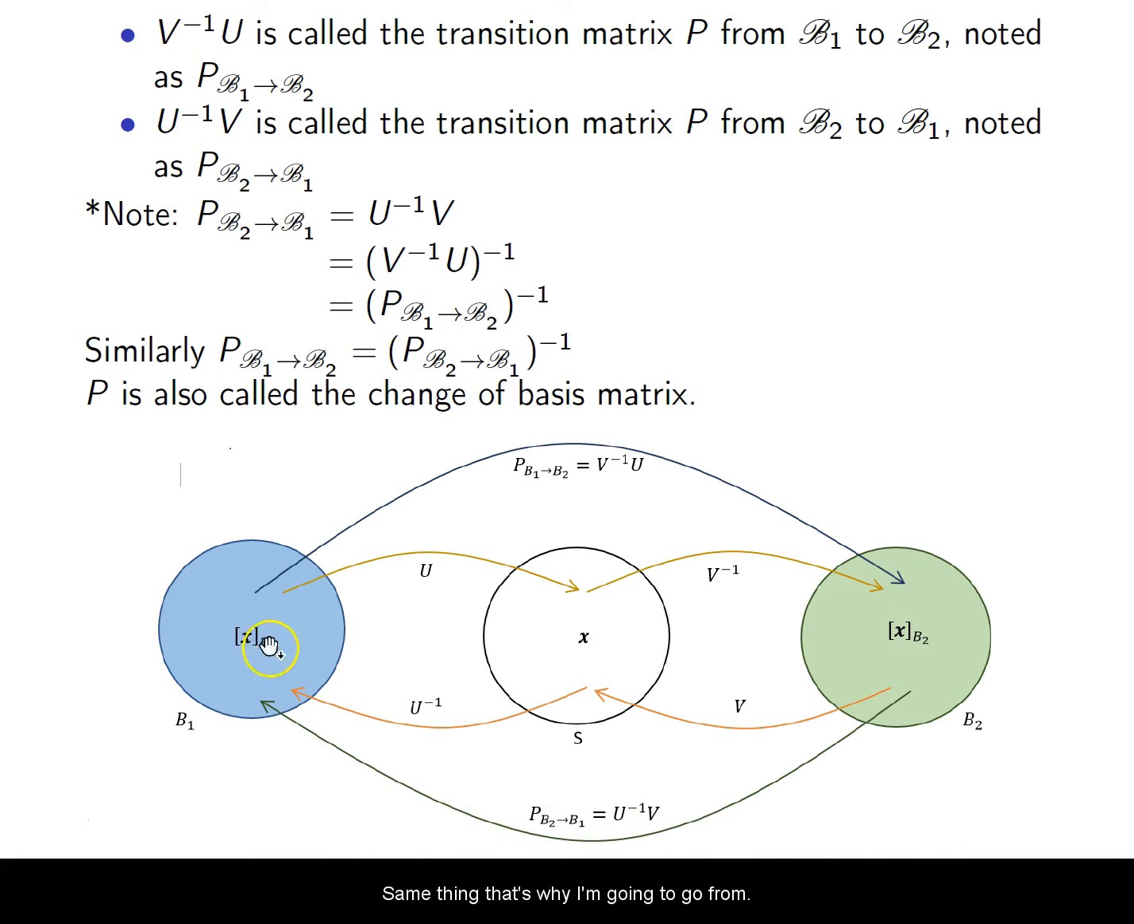Same thing this way. If I want to go from B1 into B2, I'm going to take my vector. It gets multiplied by U, and then that result gets multiplied by V inverse. So V inverse U times the representation of X in B1.